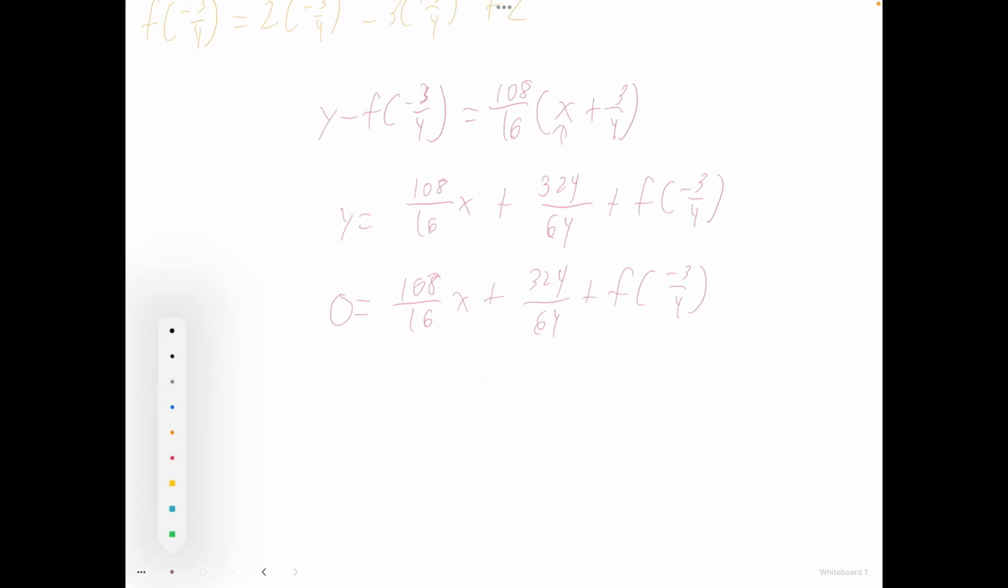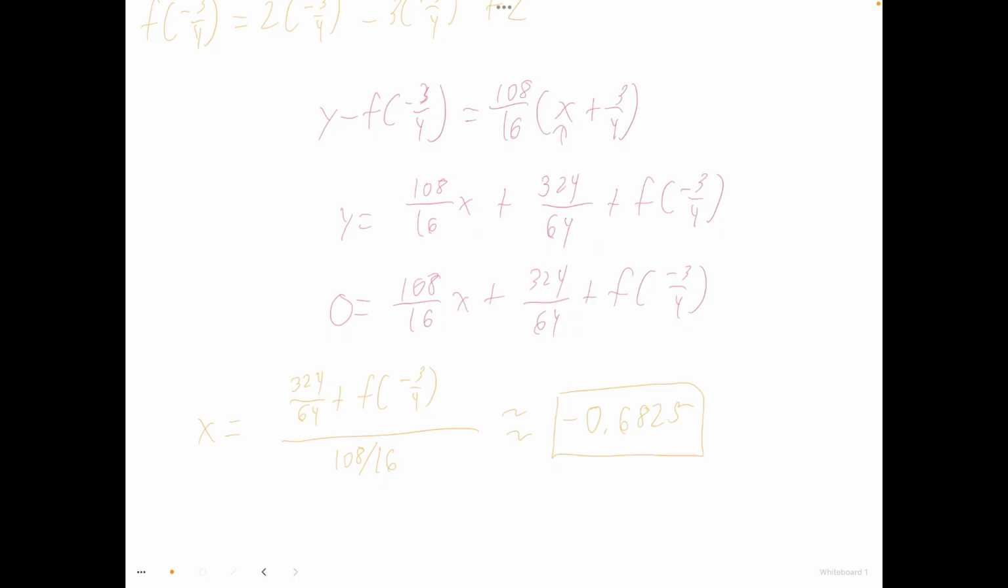Now solving for x, what we get is x is going to be equal to 324 over 64 plus f of negative 3/4, divided by 108 over 16. And this is approximately negative 0.6825. So this is the value then of our x sub 3 from doing this process.